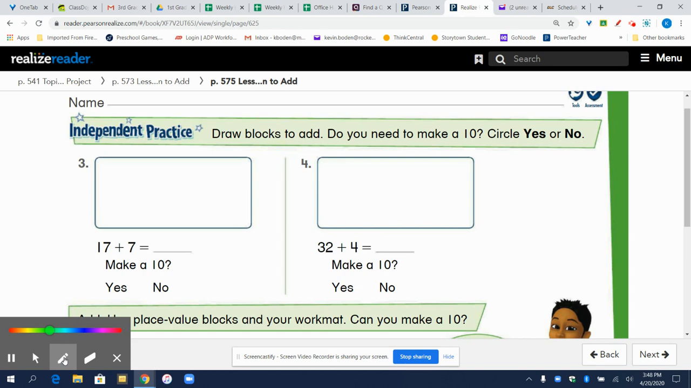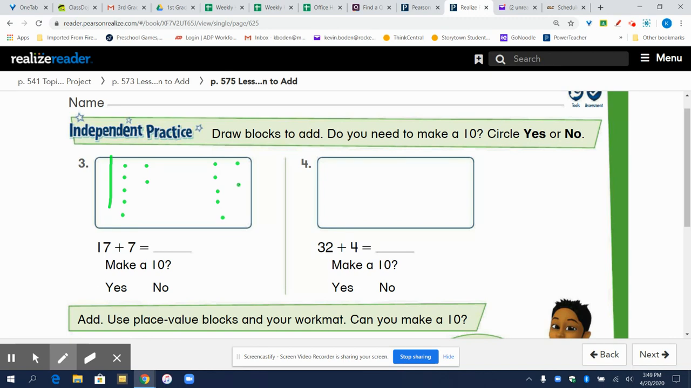And we're going to skip number 4 to see if you can do that by yourself, but we're going to do number 3 right now. It says 17 plus 7: 10, 11, 12, 13, 14, 15, 16, 17, plus 7 more. 1, 2, 3, 4, 5, 6, 7. My equation says 17 plus 7. Can we make a 10?